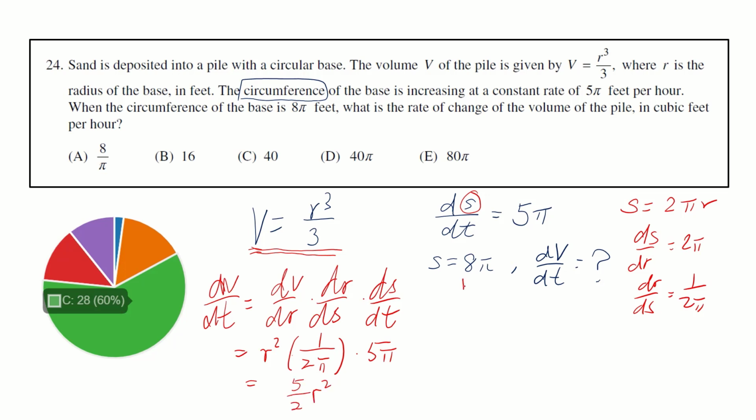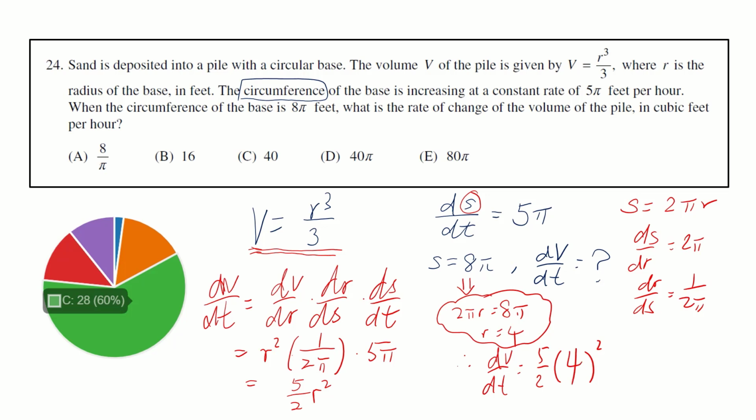When S equals 8 pi, r will equal 4. And therefore, in that case, dV/dt is equal to 5 over 2 r squared, where r equals 4. And it is equal to 40. So the answer is C.